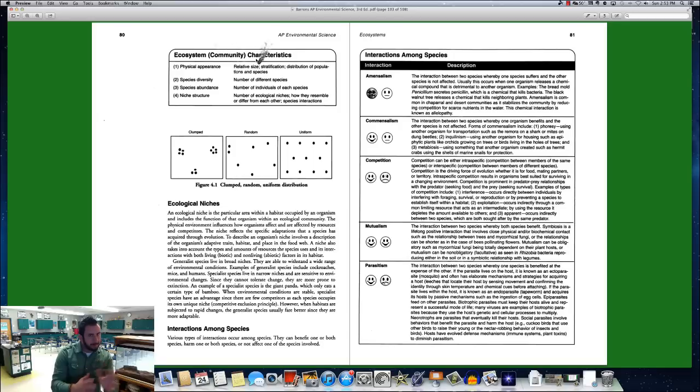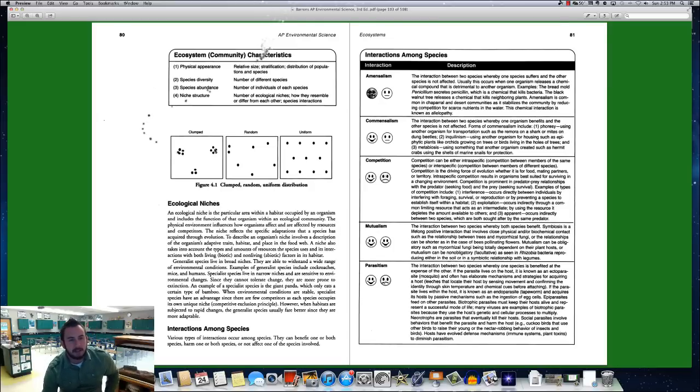So that's some population characteristics. Some ecosystem or community characteristics are the physical appearance, the relative size, and stratification, like layers, as far as populations and species go. There's also species diversity, the number of different species in a given area. It's also called diversity of species or biodiversity. Species abundance is the number of individuals in a species, or species richness, I like to call that word. And then also niche structure is the number of ecological niches and how they interact and how they are different from each other as well. So those are our four different types of community characteristics.